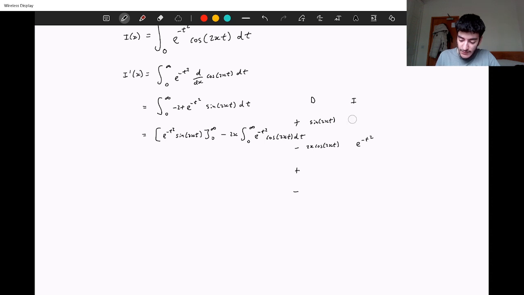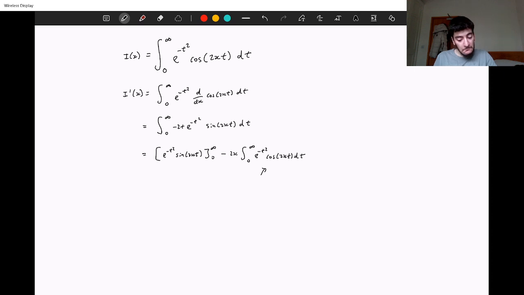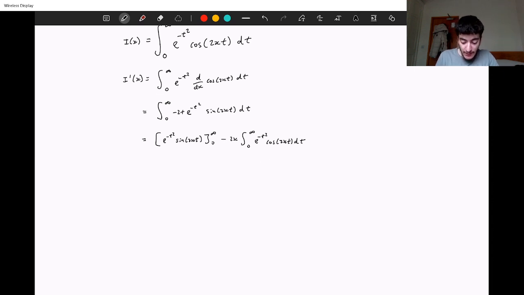And then I'm going to just erase all this. And now there's something very peculiar about this. Isn't this the function we're trying to solve? Who knows? Let's just first evaluate this. If you plug infinity in, e to the power minus infinity is like 0, so it's going to be 0. Now if you plug in 0, sine 0 is also 0, so actually the whole thing vanishes, and we're left with negative 2x I of x.